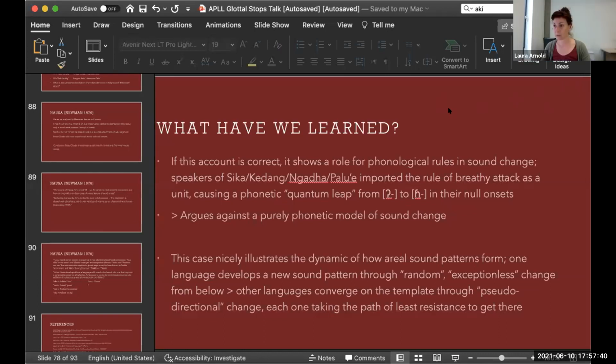Okay, we have a comment from Natia. In Georgian, we have glottal stops. And then we have a question from Nicholas.